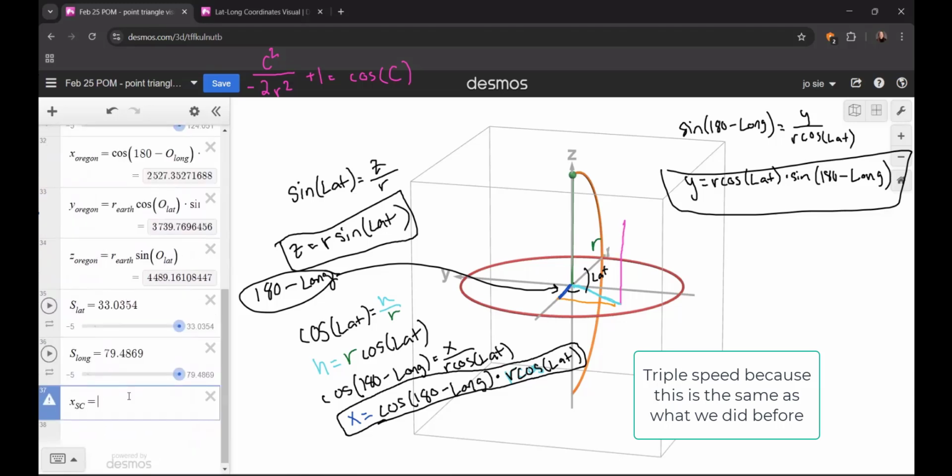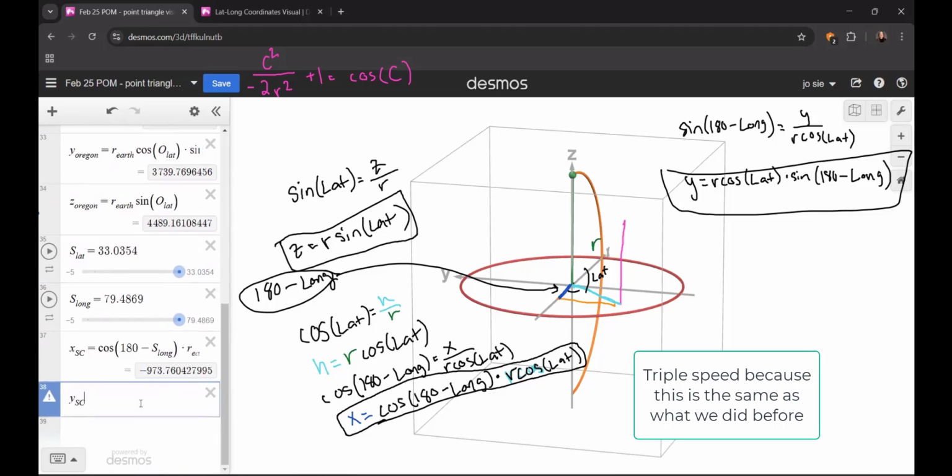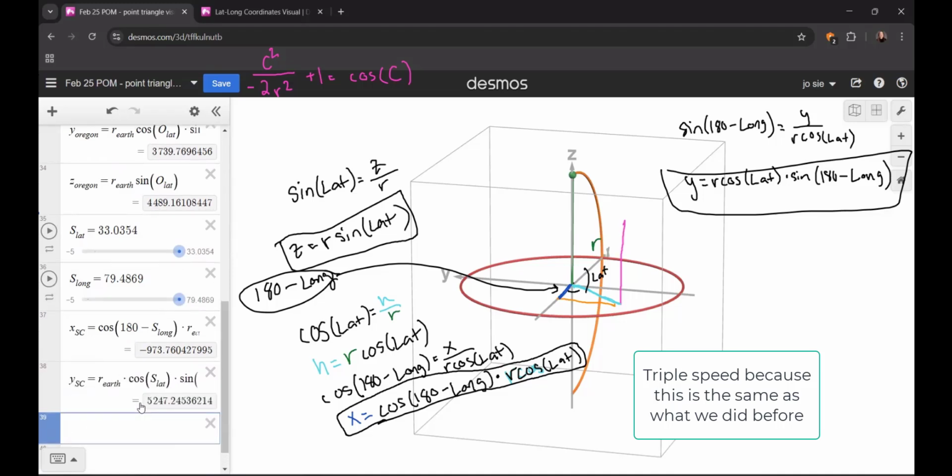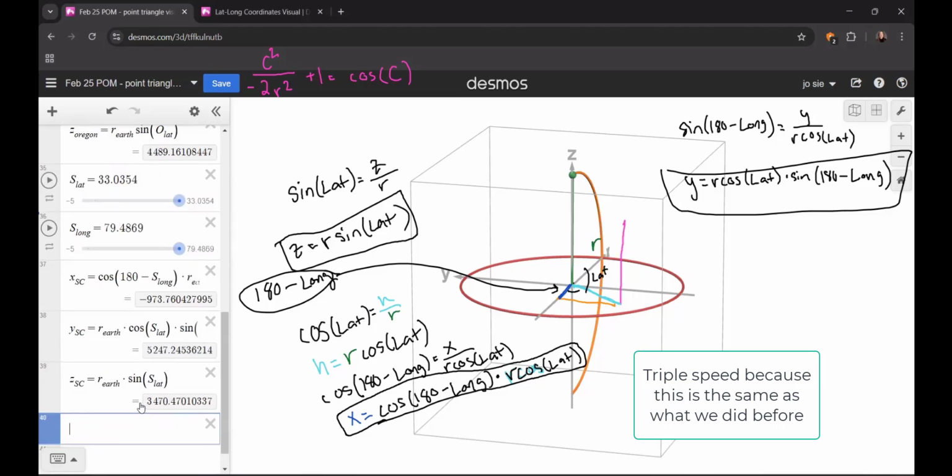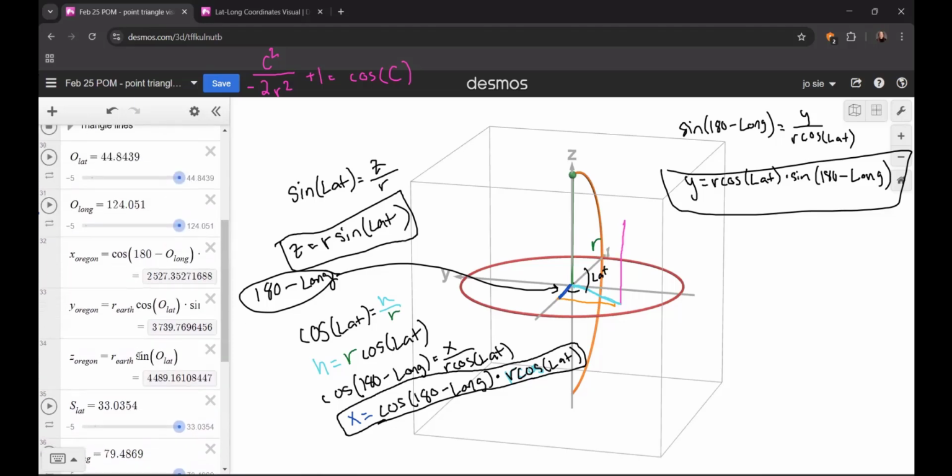So the x-coordinate for South Carolina is going to be cosine of 180 minus South Carolina's longitude times the radius of the Earth times cosine of South Carolina's latitude. The y-coordinate is going to be the radius of the Earth times cosine of South Carolina's latitude times sine of 180 minus South Carolina's longitude. And z for South Carolina should be the radius of the Earth times sine of South Carolina's latitude. Okay, so we've got some points.